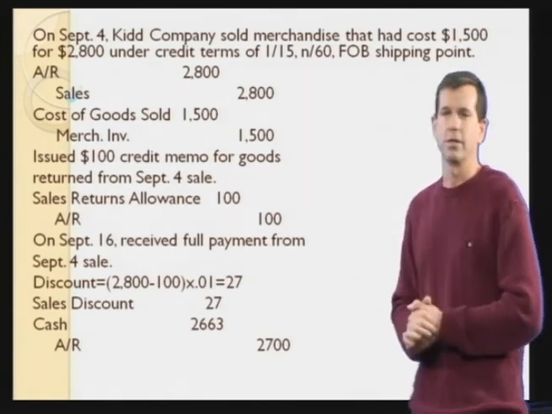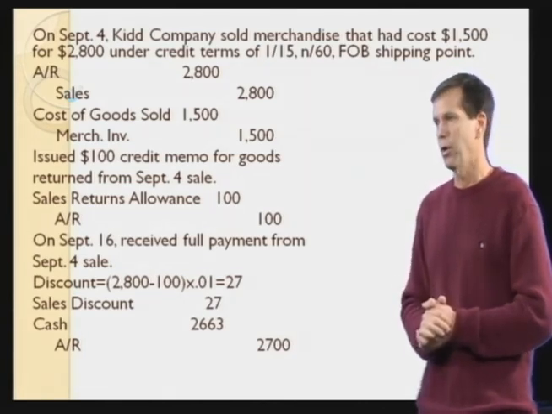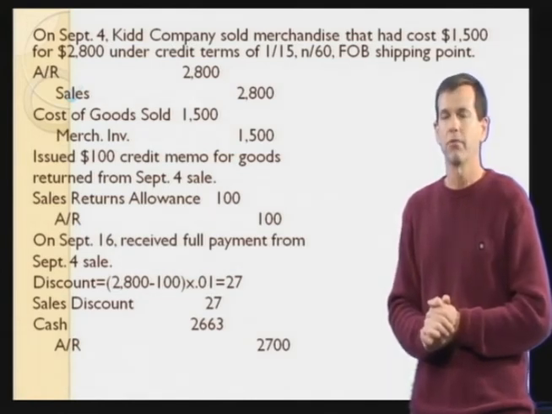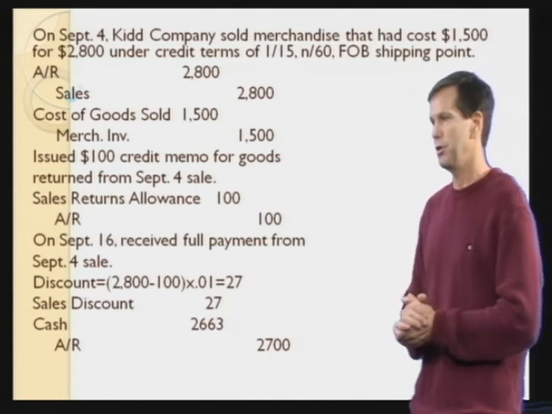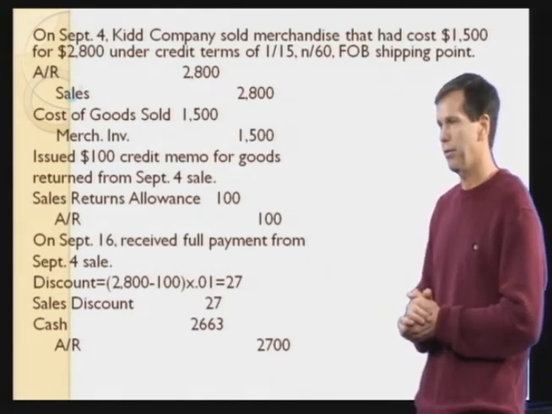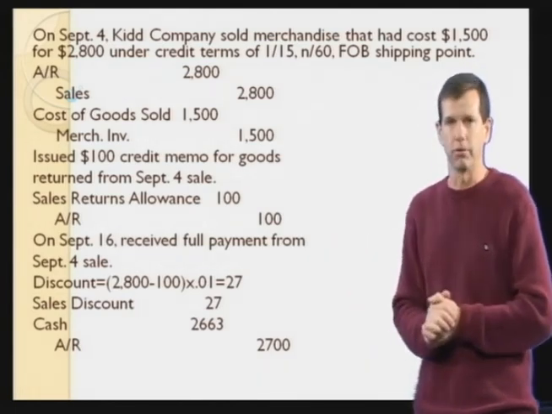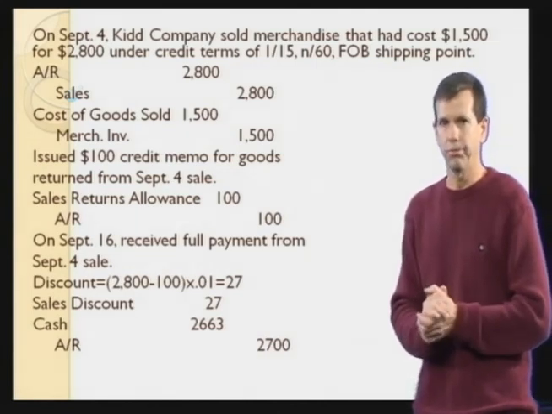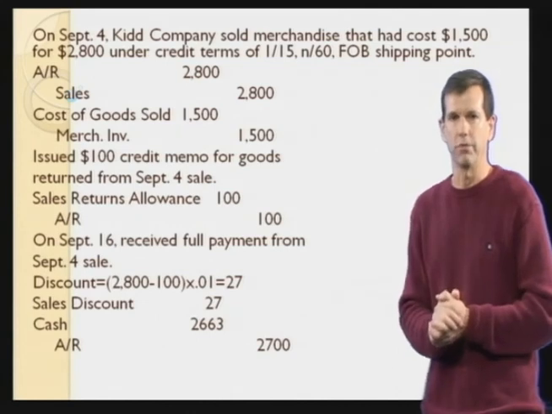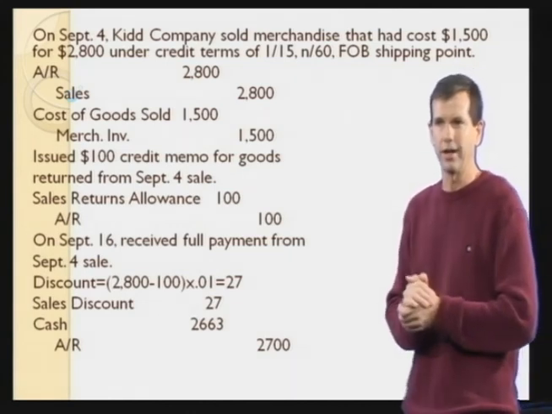So we're going to debit sales discount for $27. We're going to debit cash for $2,673. Assume the customer's check really was for $2,673, and then we're going to credit accounts receivable for $2,700. So see, you need to pay attention to these slides here because you never know when I'm going to slip in a mistake here, right?